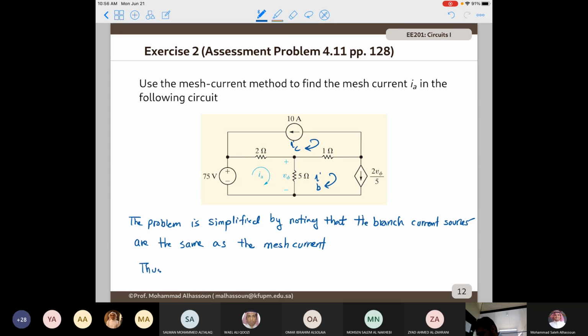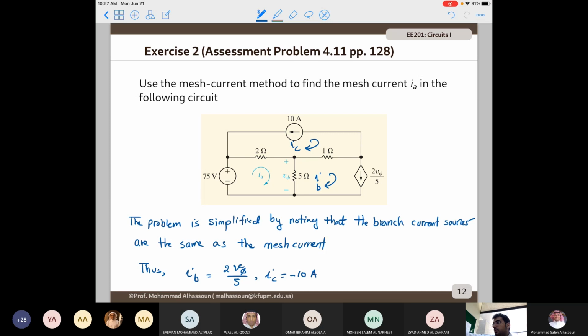So therefore, we have IB equals 2 VP divided by 5. IC is actually minus 10 amperes. So you see here, the problem is much simpler. It only involves one equation, one unknown, plus the fact that I have a dependent source, which adds another extra equation. So let's try to solve it.